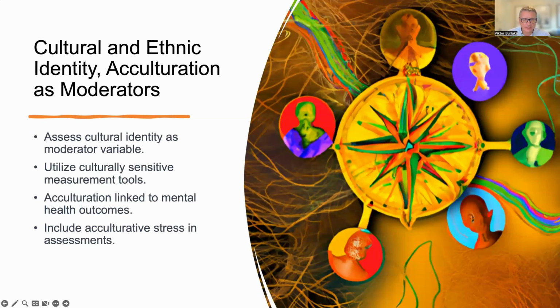Acculturation has been linked to mental health outcomes and acculturative stress. Racism-based trauma should be included in assessments for ethnic minority clients. Instruments like the Acculturation Rating Scale for Mexican Americans, the Scale of Racial Socialization, and the Multigroup Ethnic Identity Measure can be useful tools for practitioners in assessing cultural identity, acculturation, and acculturative stress.